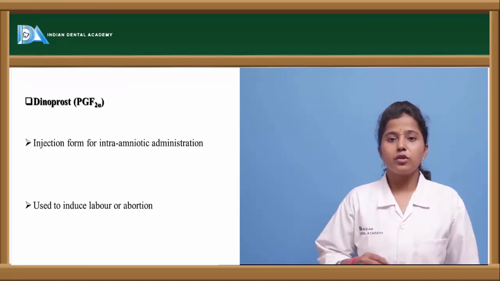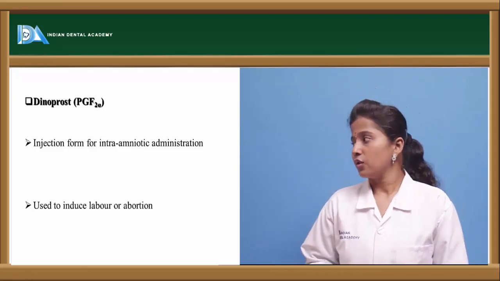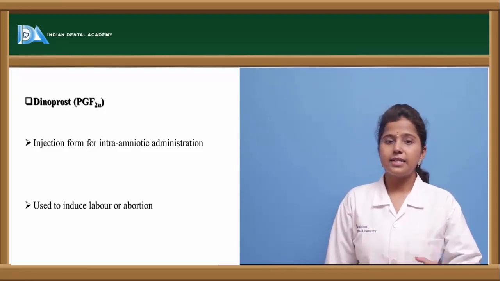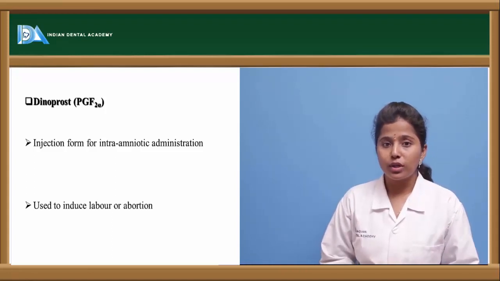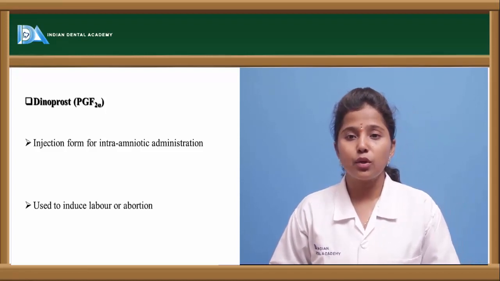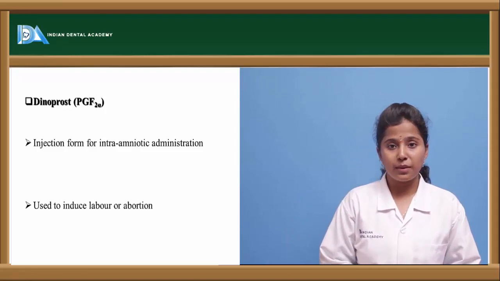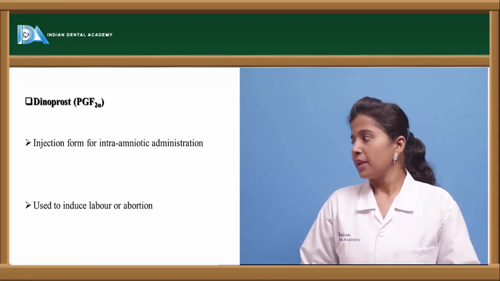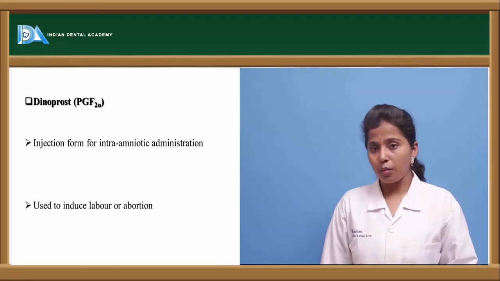Dinoprost contains the prostaglandin PGF2 alpha. This PGF2 alpha is given mainly by the intramuscular route, that is the IM route, or it is also given by the intra-amniotic route. In the sense, it is directly given into the amniotic sac of the fetus, and it is used to induce labor or to induce abortion also.